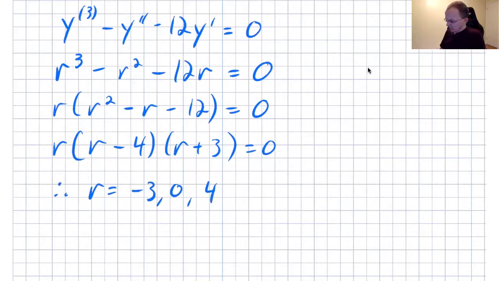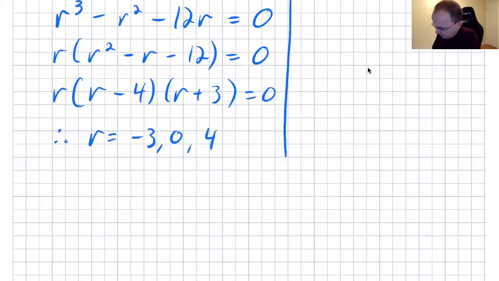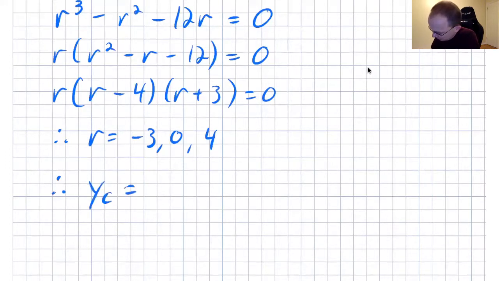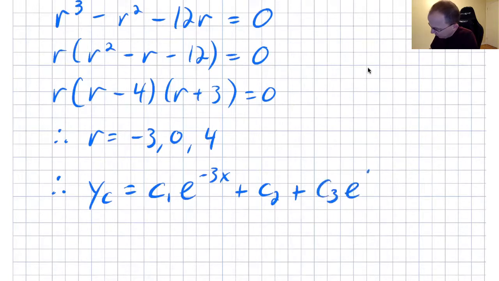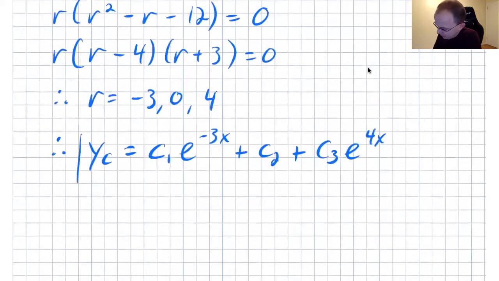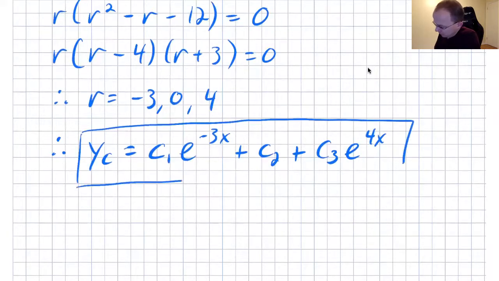Okay, so then we can write down our complementary solution. Maybe I'll just write it here instead of trying to squish it in. So therefore yc is equal to c1 e to the negative 3x plus c2 times e to the 0x, which is just 1. So c2 times 1. And then plus c3 e to the 4x. So there's our complementary solution.